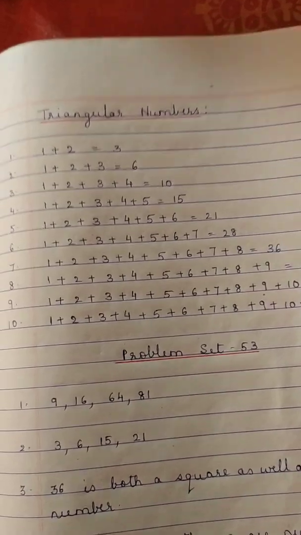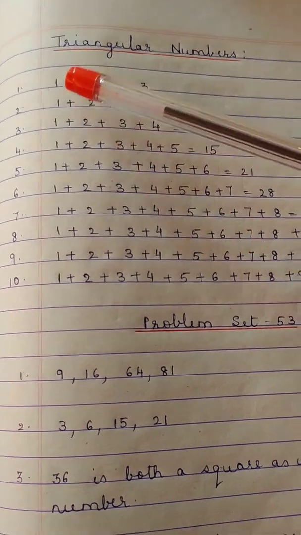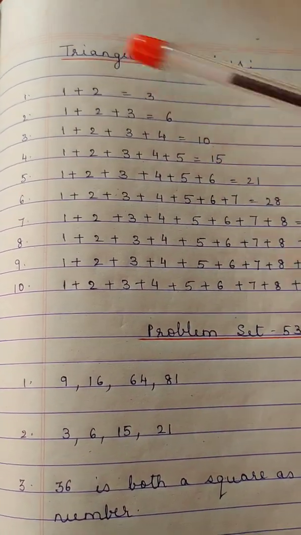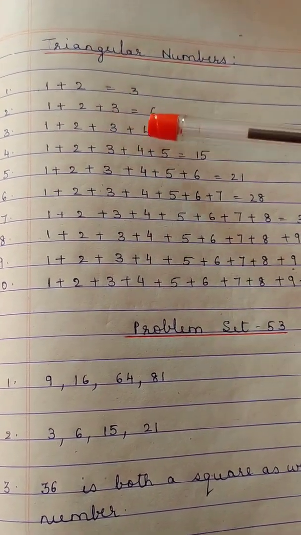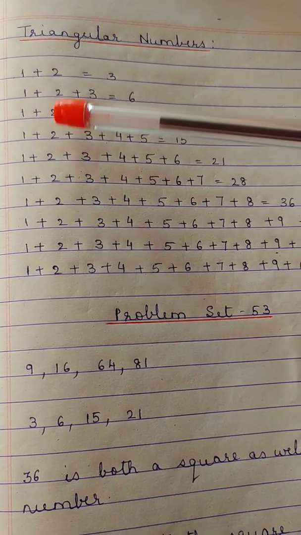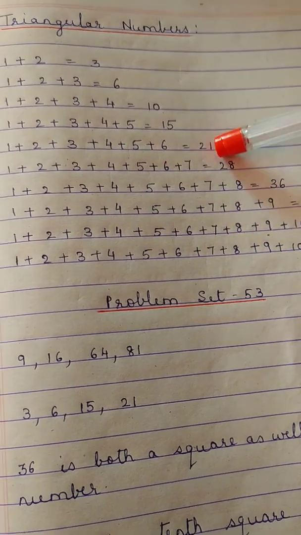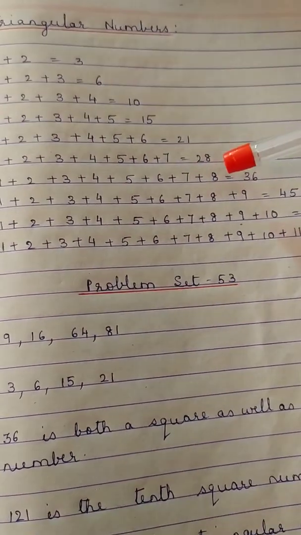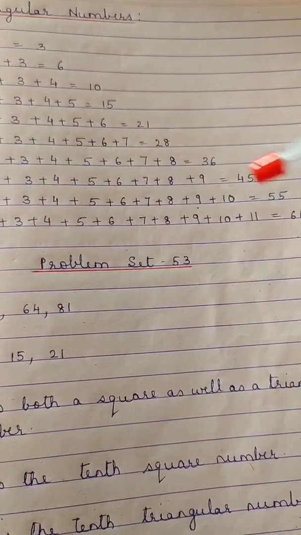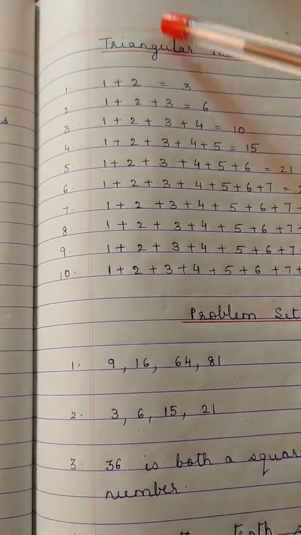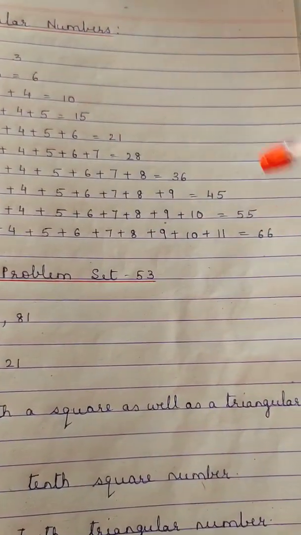Next, there is something called triangular numbers. Now what are triangular numbers? Now when I look at them, see the first number, 1 plus 2, that's 3. 1 plus 2 plus 3, that's 6. 1 plus 2 plus 3 plus 4, when I add I get 10. 1, 2, 3, 4, 5, when I add, 15. Then I add to it 6, 21. Then 7, 28. Then I add 8, 36. 9, 45. 10, 55. And then I add 11, I get 66. So I have written triangular numbers for the first 10 numbers. Okay. So I have got the sum of all of them.